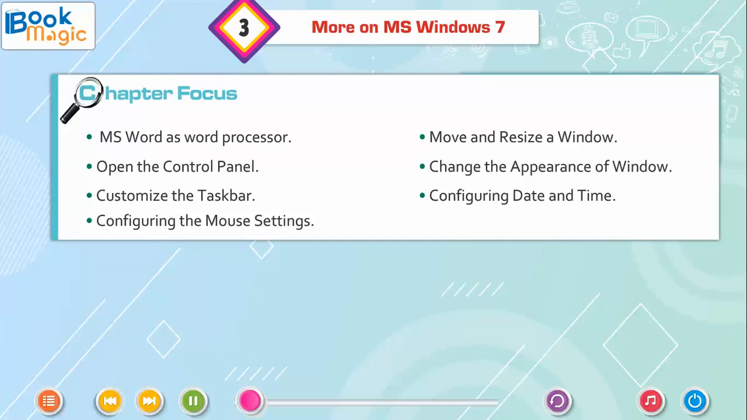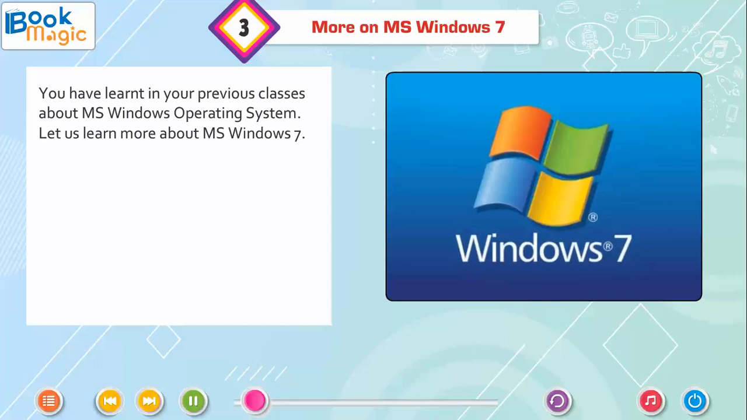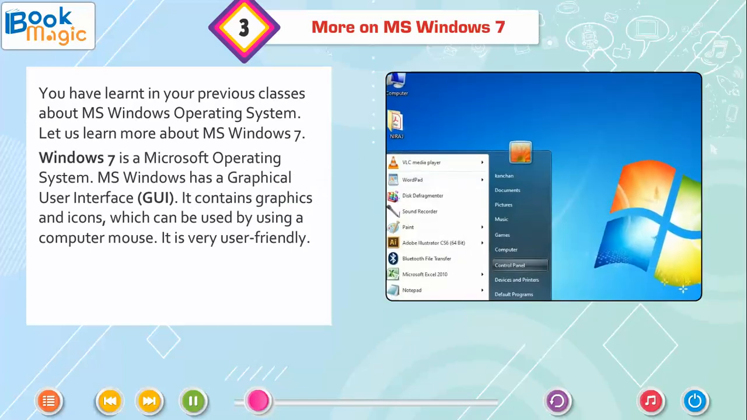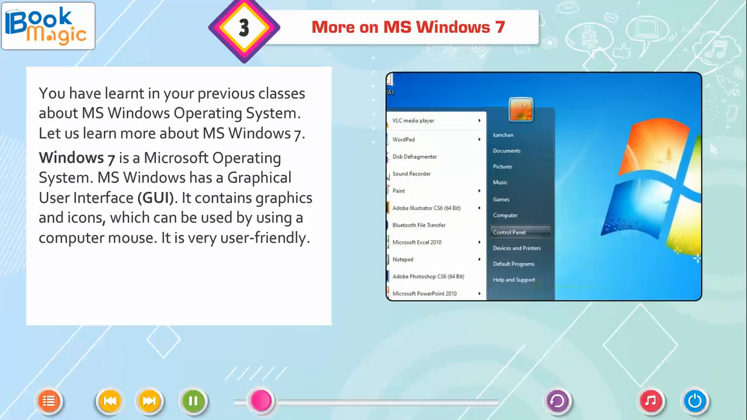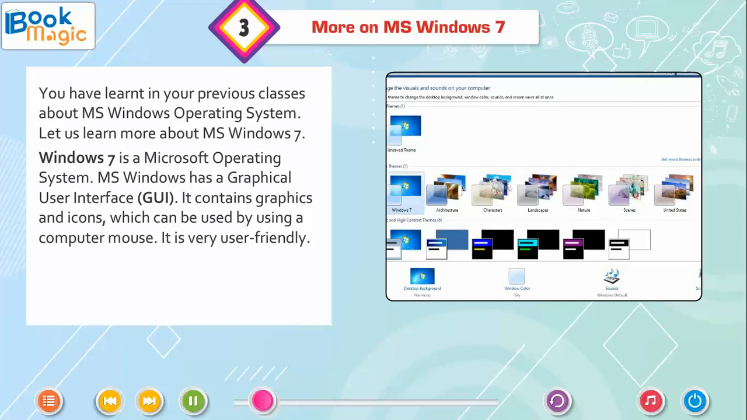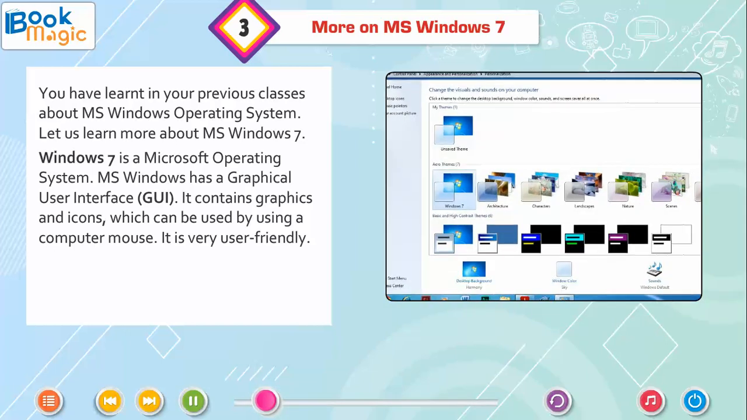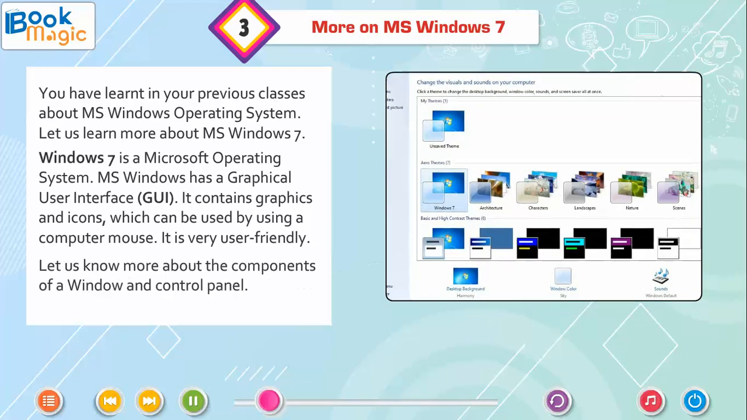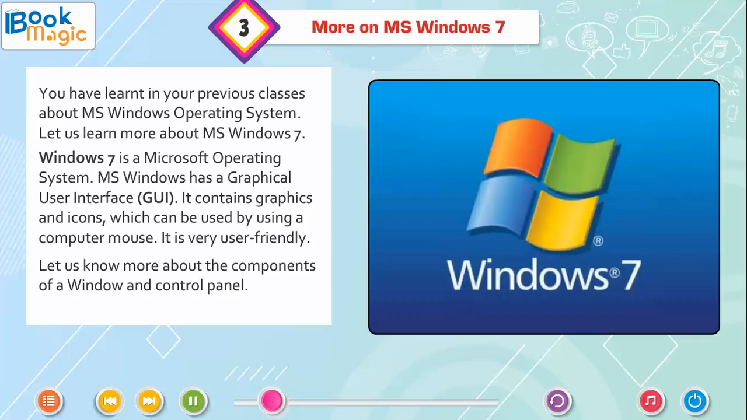Configuring the mouse settings. You have learned in your previous classes about MS Windows operating system. Let us learn more about MS Windows 7. Windows 7 is a Microsoft operating system. MS Windows has a graphical user interface, GUI. It contains graphics and icons which can be used by using a computer mouse. It is very user-friendly. Let us know more about the components of a window and control panel.